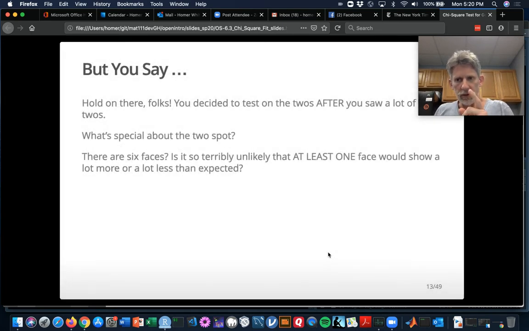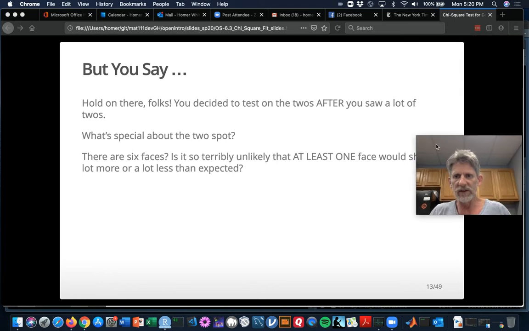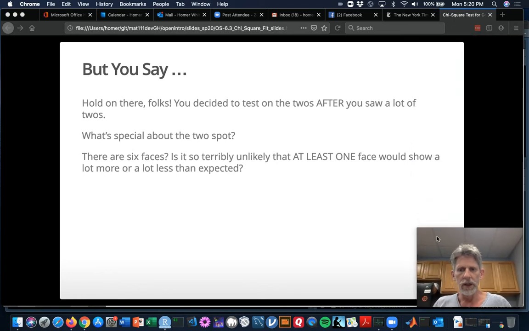But you're cannier. You say, wait a minute. You folks decided to test on the number of twos because you just happened to see a lot of them in that tally of the results. Your eyes weren't drawn to the threes or the fours or the fives because they weren't so different from the expected value of 10 that you would have if the die were fair. So what's so special, though, about the two spot?